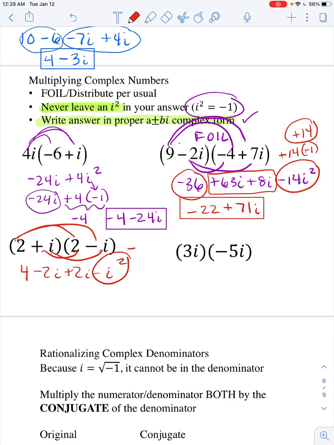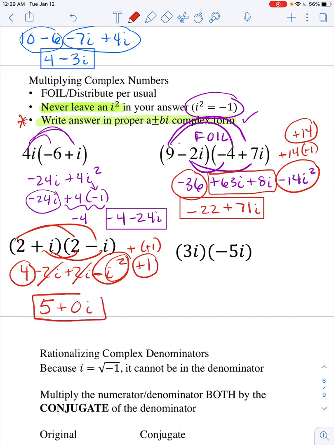This is the same as negative 1 because I have my subtraction and then my i squared has a value of negative 1. So it actually becomes a positive 1. That positive 1 combines back with the other real part to become a 5. Then I've got a negative 2i and a positive 2i that cancel out, but I've been told to write it in proper complex number form. So I still have to put plus 0i so the world knows I'm using complex numbers, but I didn't end up with an imaginary part.